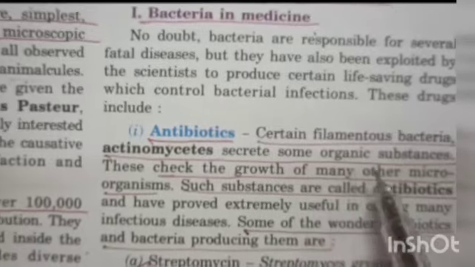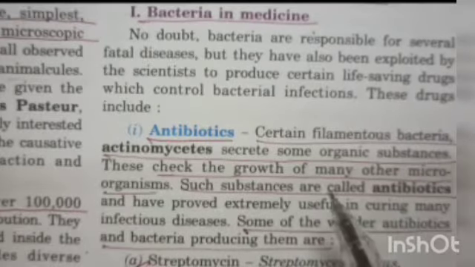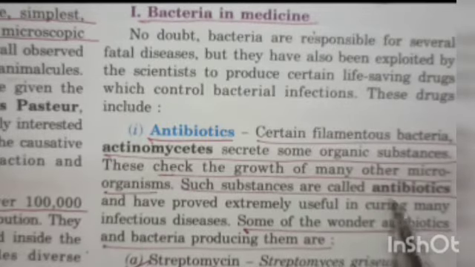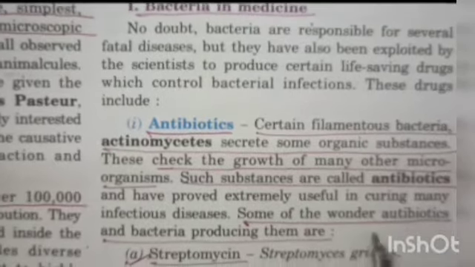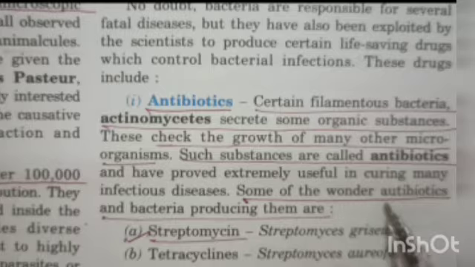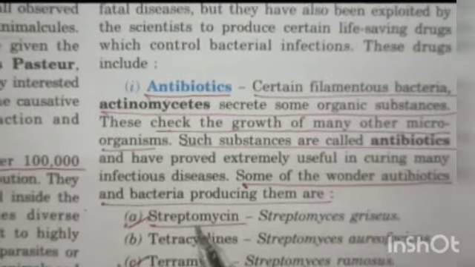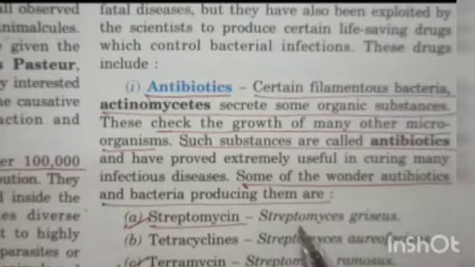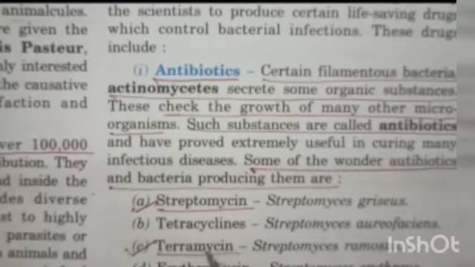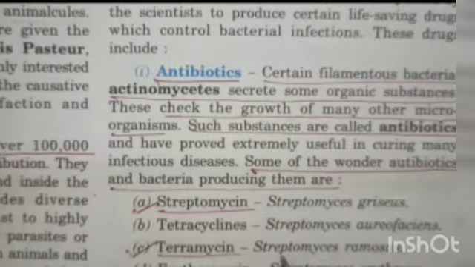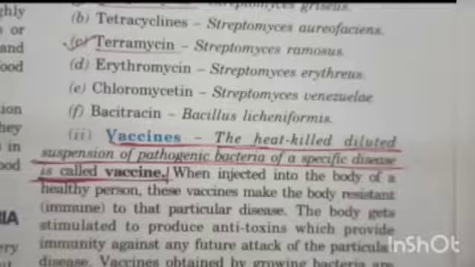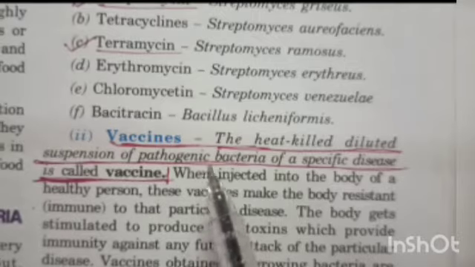Certain filamentous bacteria, that is actinomycetes, secrete some organic substances, and these substances check the growth of many other microorganisms, and these are called antibiotics. Some of the wonder antibiotics and the bacteria producing them: first is streptomycin, which is produced by Streptomyces griseus, and second is terramycin, which is produced by Streptomyces rimosus.